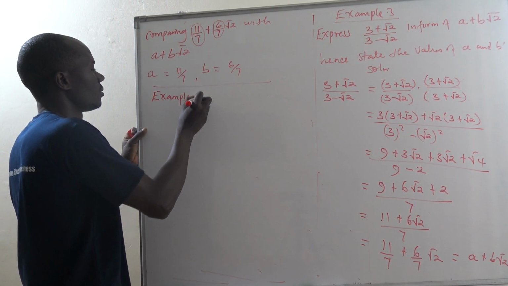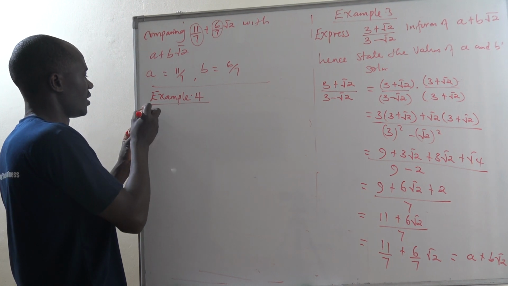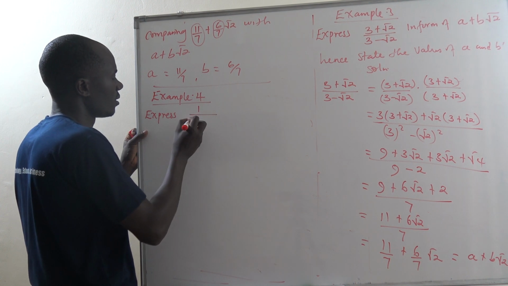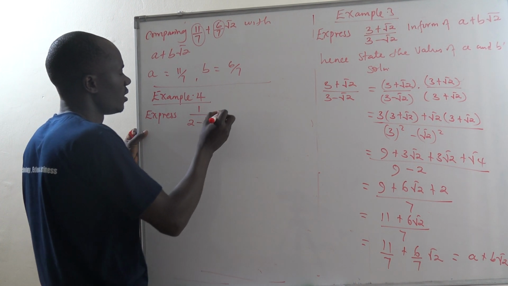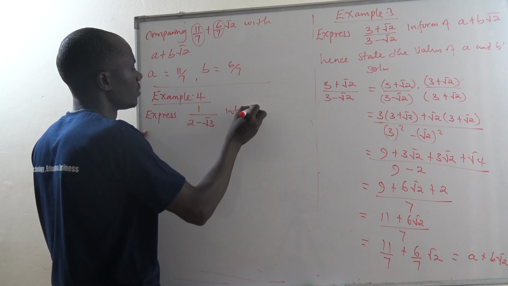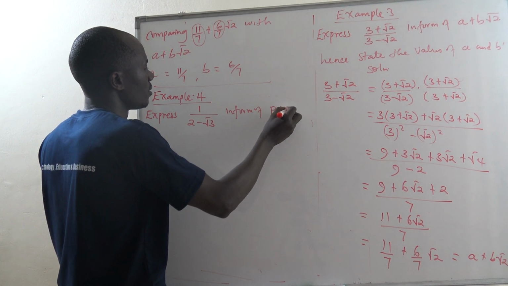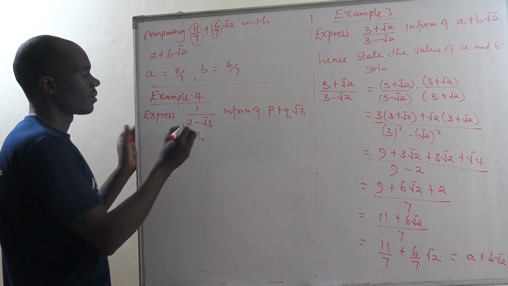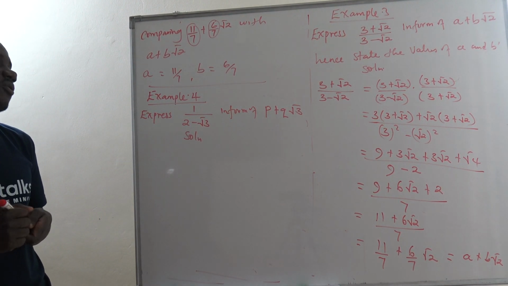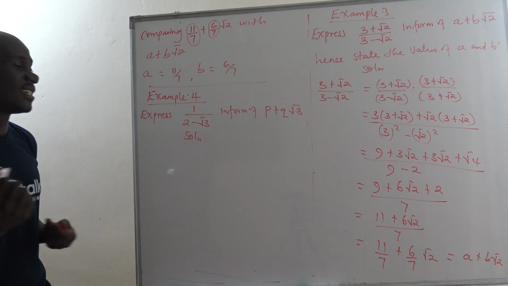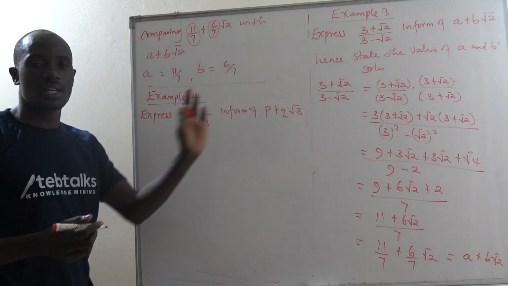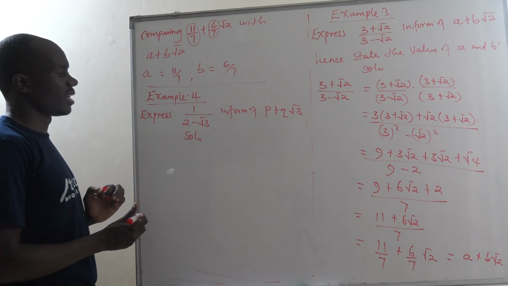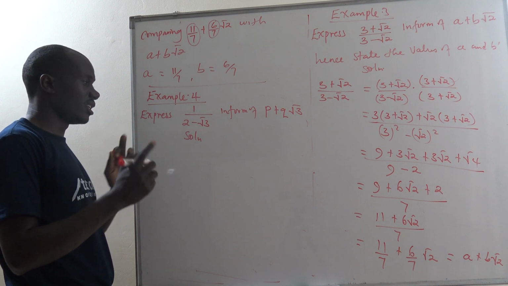Example 4. Express 1 all over 2 minus root 3 in the form of p plus q root 3. Solution. So they have also said we express that one in the form of that. What we are going to do is the same. So don't mind what they are saying about that. Stick on one point, rationalizing of what? We are dealing with rationalizing the denominator.